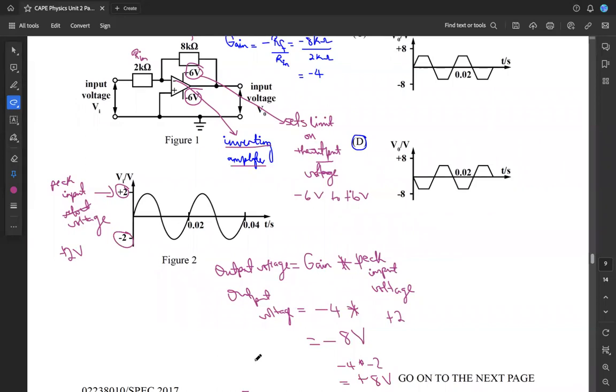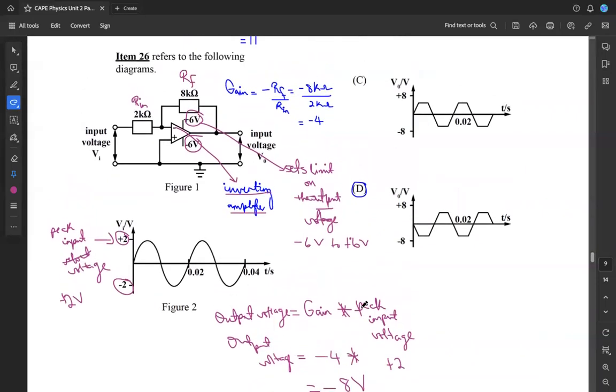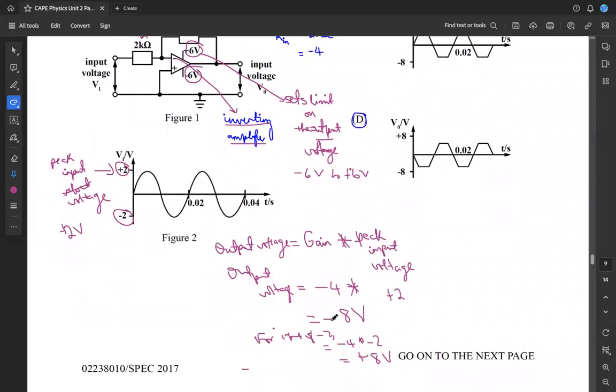So let's say this is for an input of -2. When you put in -2, we get an output of +8. Okay, let's look at our graphs now. So we see that we get 8 here, guys. We got -8 and we got +8.